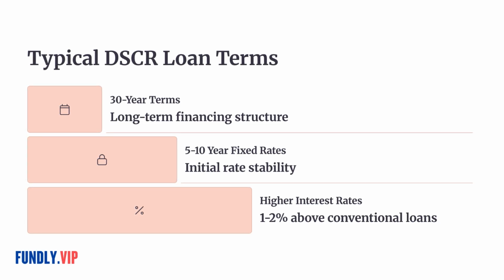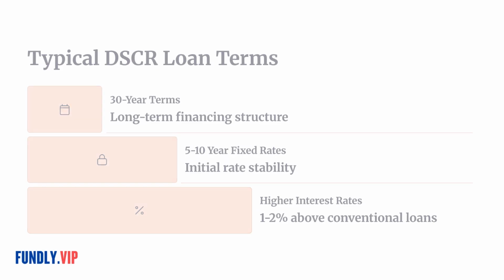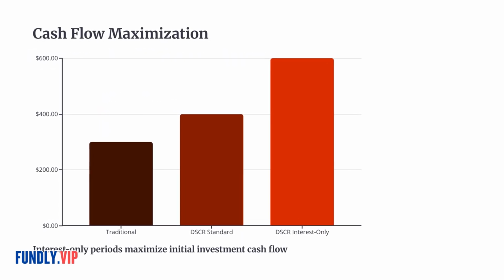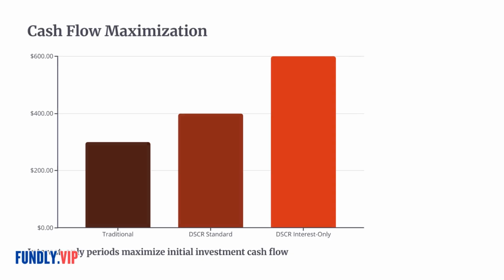application. What are the typical terms for DSCR loans? DSCR loans typically offer 30-year terms with fixed rates for the first 5-10 years. Interest rates run about 1-2% higher than conventional mortgages, but the flexibility and qualification process often outweigh this cost. Many lenders also offer options for interest-only periods, which can maximize cash flow during the initial investment phase.